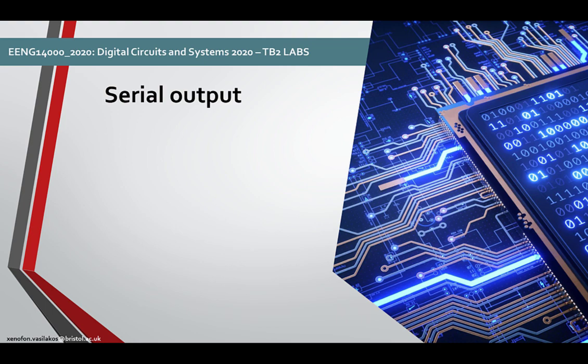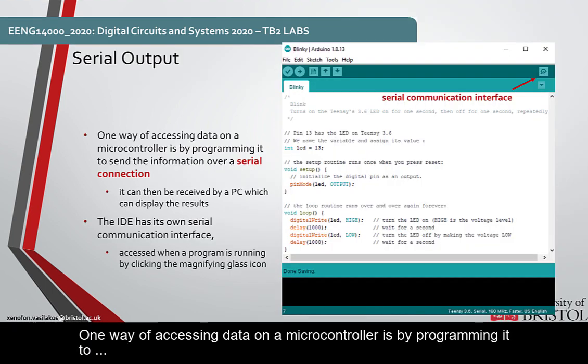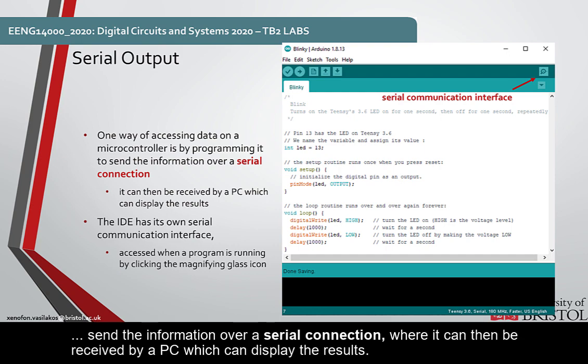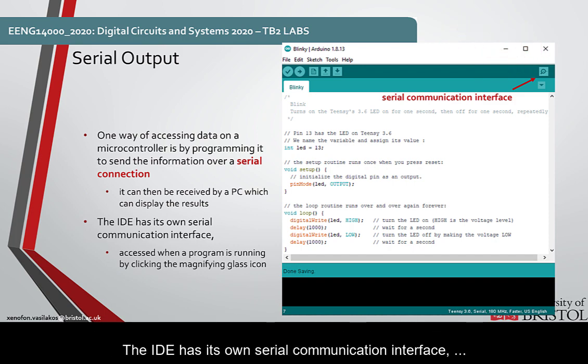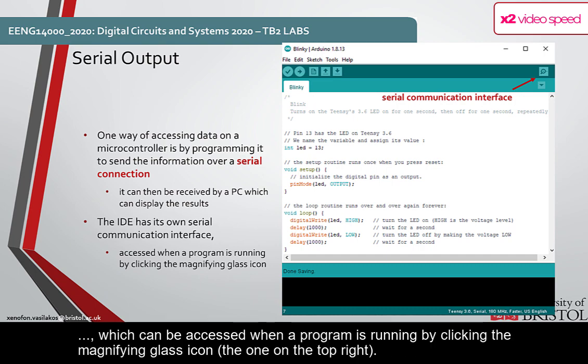Serial output. One way of accessing data on a microcontroller is by programming it to send the information over a serial connection, where it can then be received by a PC, which can in turn display the results. The IDE has its own serial communications interface, which can be accessed when a program is running by clicking the magnifying glass icon, the one on the top right.